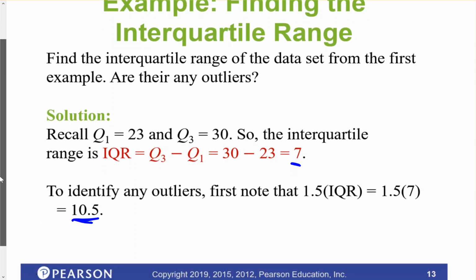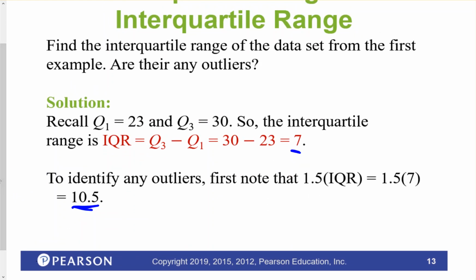If we're trying to figure out the outlier on the low end, we're going to do 23 minus 10.5. So 23 minus 10.5 would give us 12.5. And then 30 plus 10.5, that would give us 40.5.